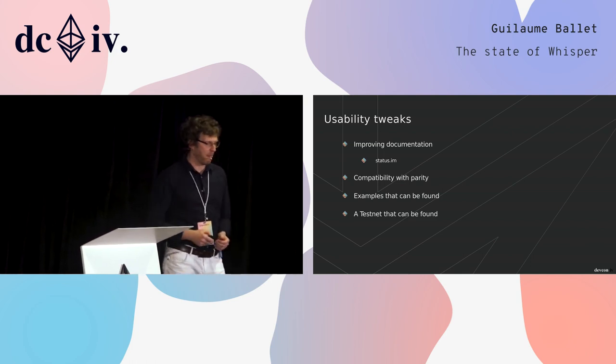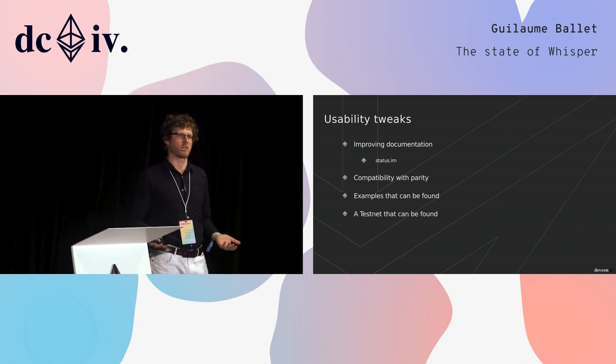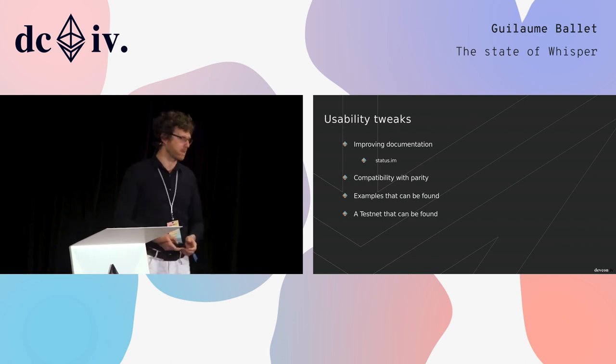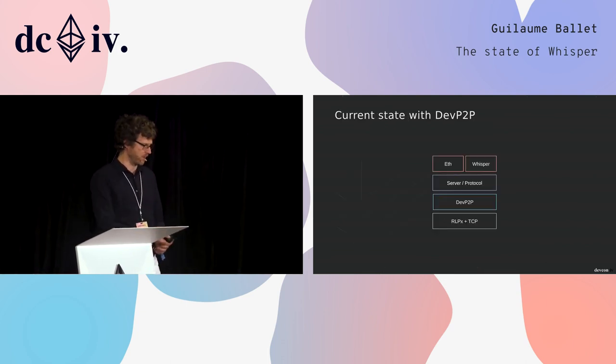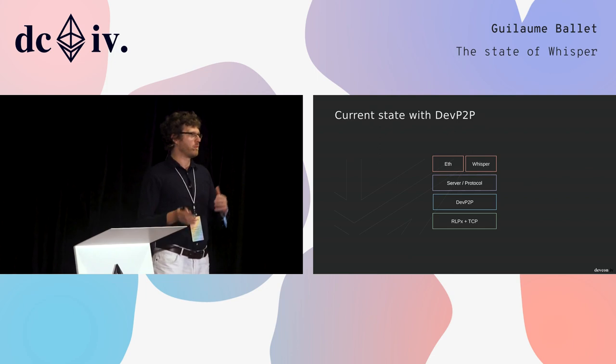And the other two things: there is the testnet. There are examples on how to use it, but people keep asking questions, so there's a need to improve the communication on that. So these are the easier things. Now I want to delve a little bit more into the libp2p changes.